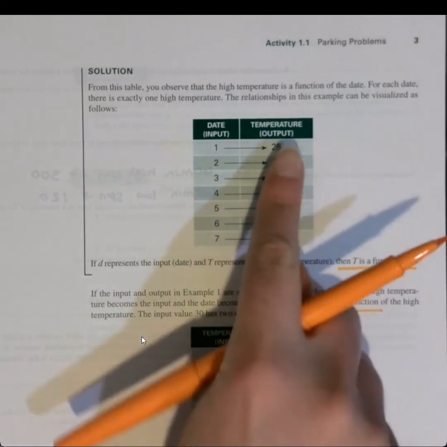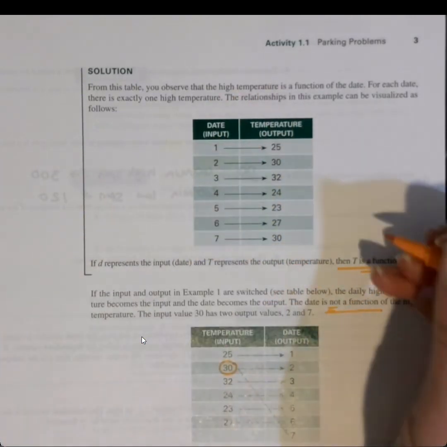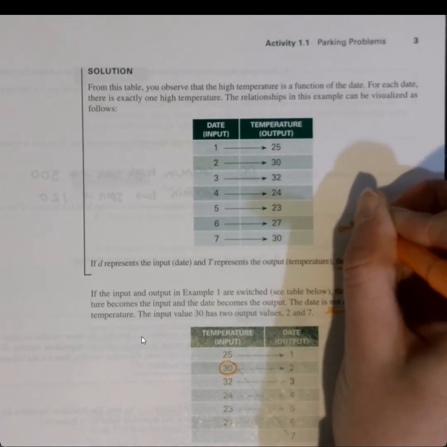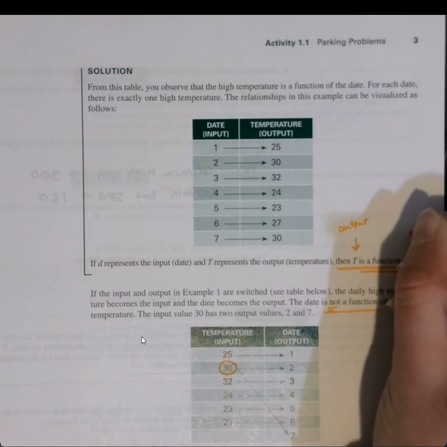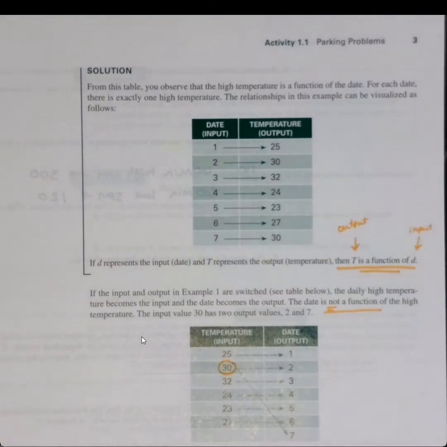Right? But the output temperature is a function of date in this order. Notice how we say output first. So the output is a function of the input. Because the output is the thing that only occurs once per input. So we do phrase it in terms of output first there.